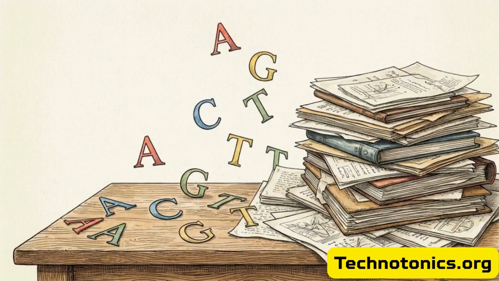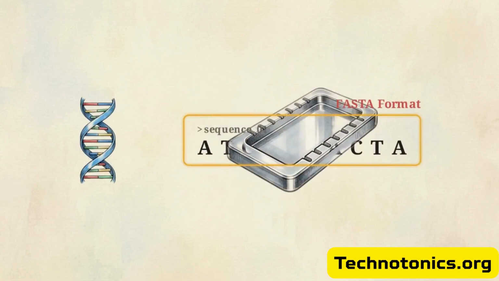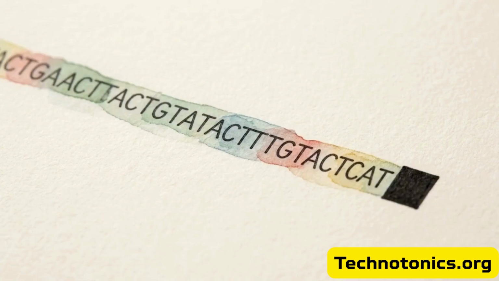Step 1 is preparing your data. To ensure the software processes your information correctly, we need to format the raw sequences into the standard FASTA format. The FASTA syntax is straightforward. The first line must start with a greater than symbol, followed by the sequence name. Your actual genetic code begins on the very next line.